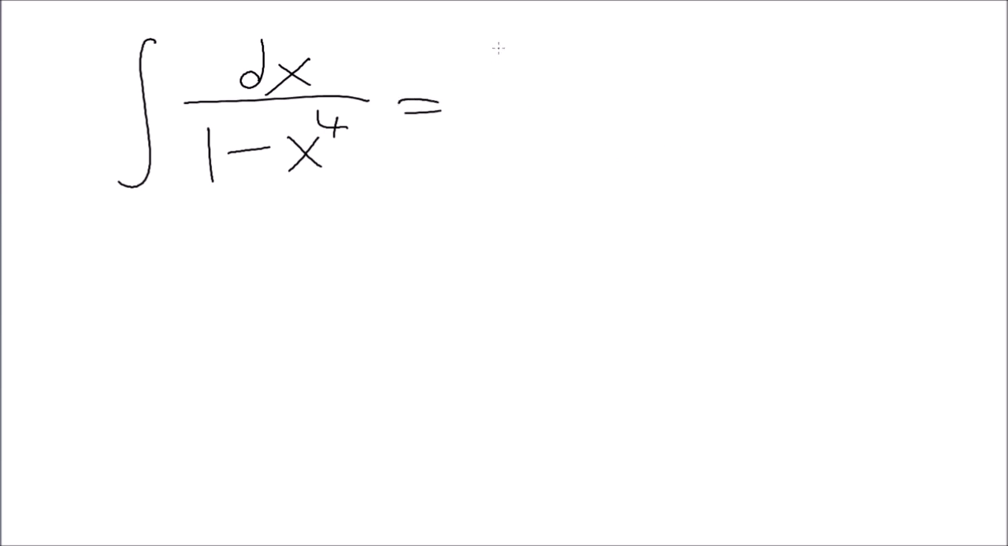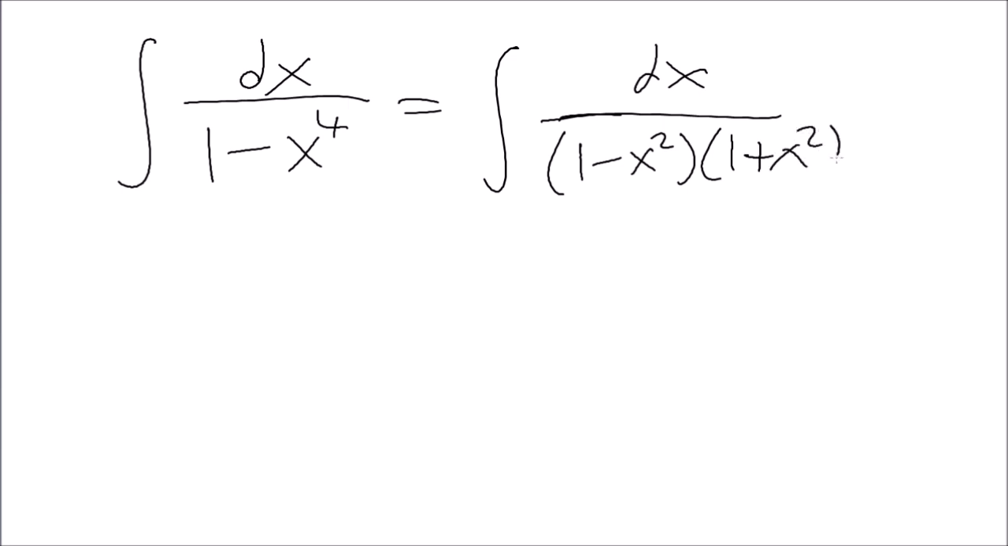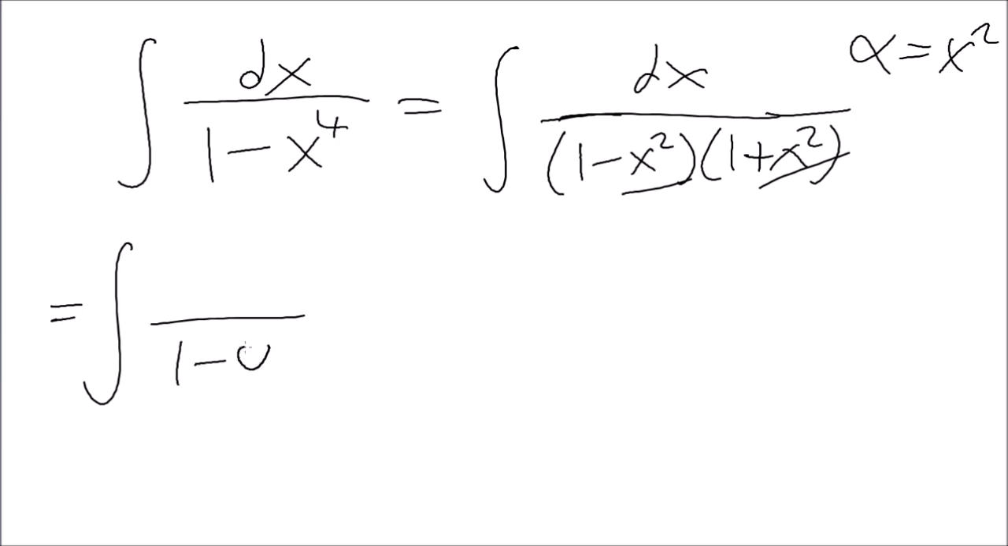This is equal to 1 over (1 minus x squared)(1 plus x squared). You know the drill, right? Alpha time. We have x squared, alpha equals x squared, right? So then this becomes 1 over (1 minus alpha)(1 plus alpha). If the numerator is 1, alright. Plug in 1 here, that's a half. Plug in negative 1 here, that's a half.